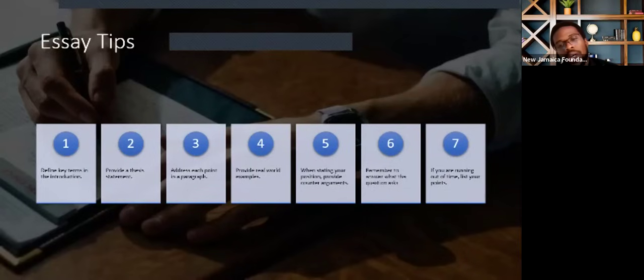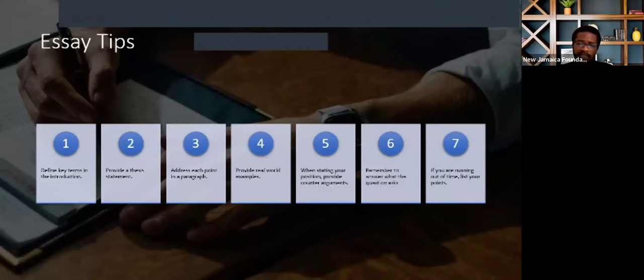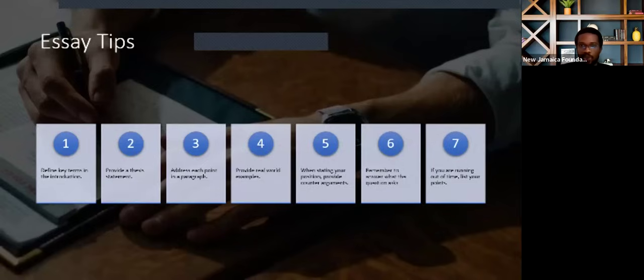So providing your counter arguments is essential to maximizing your use of knowledge points. And 6, remember to answer what the question is asking. Too many people feel nervous and then throw out everything that they know without linking it to what the question is asking. So ensure you remain relevant. Go back to your thesis statement to ensure that you're answering it.